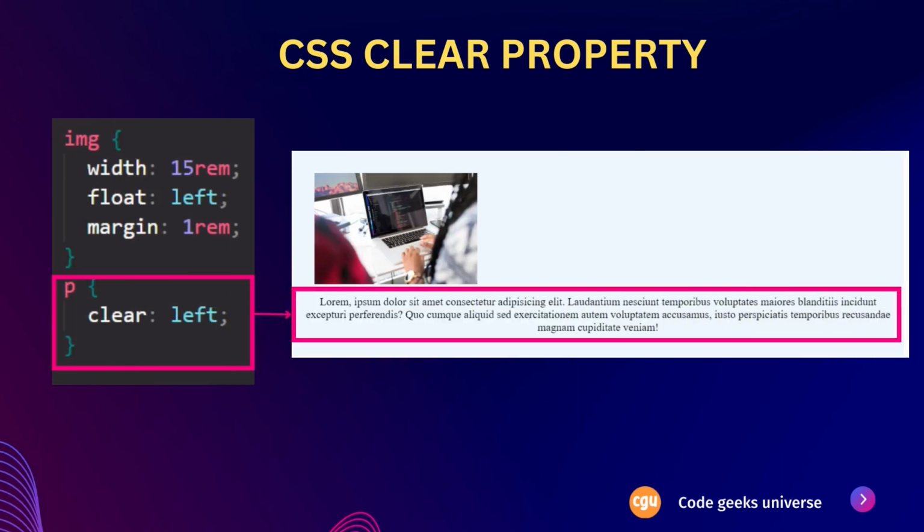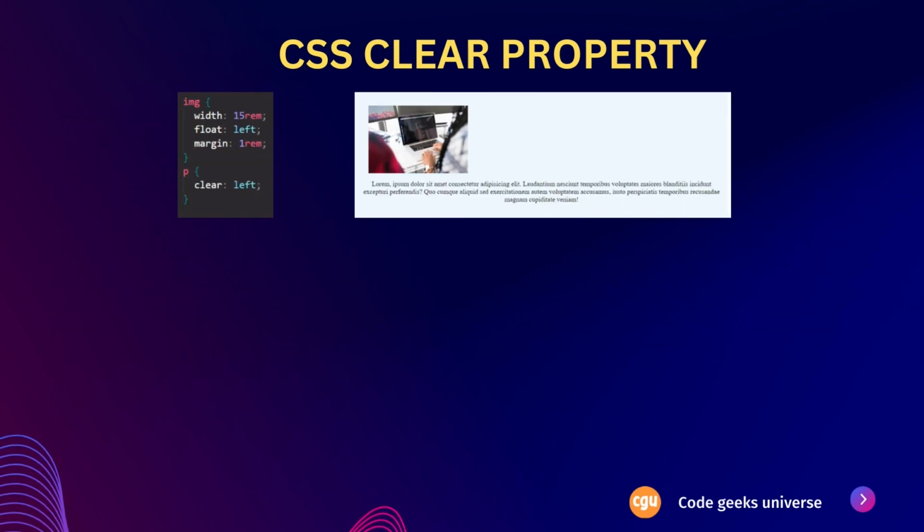For example, if you have an element with clear left applied, it won't float beside elements that are floated to the left. The clear property in CSS can be assigned one of several values to control how an element interacts with floating elements. Now if you set the left value, the element will be pushed below left floated elements.